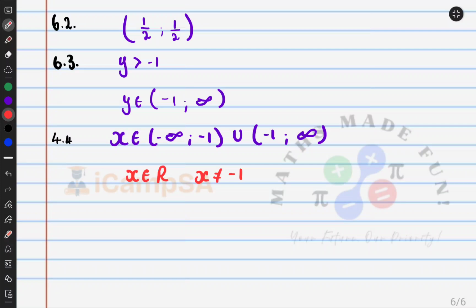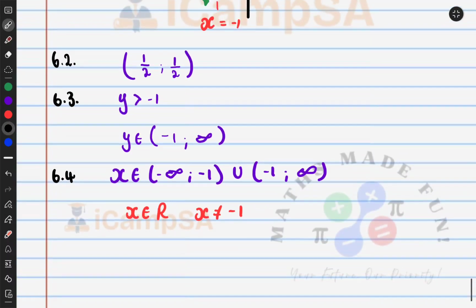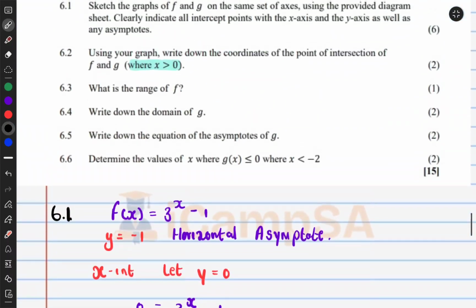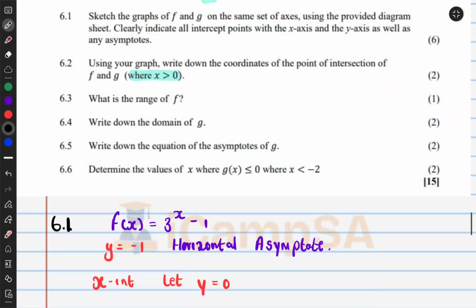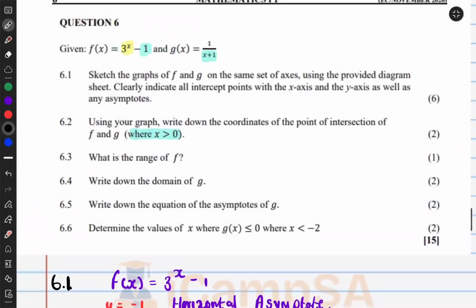This is 6.4. Okay, that was the domain question, looking at the x values. And then 6.5, write down the equation of the asymptotes of g. What is g?